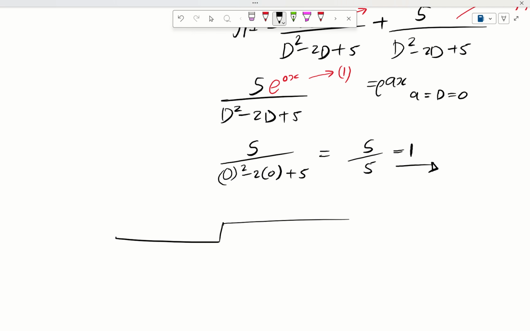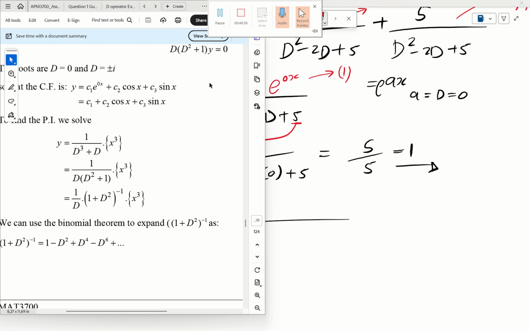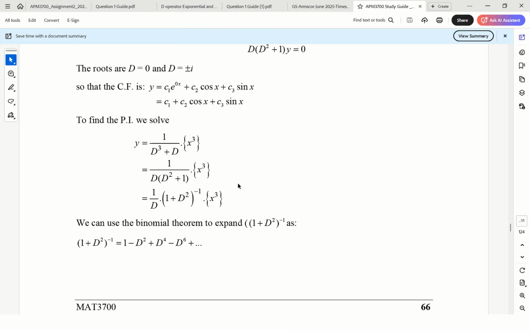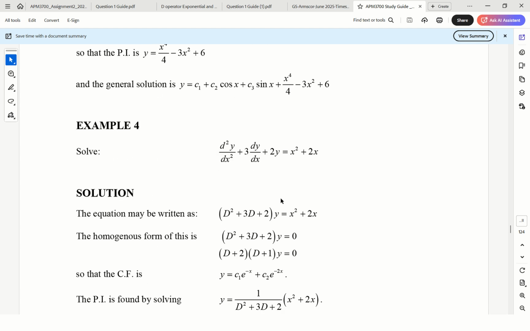Also, just know that when you use the long division method, you use it in reverse. What I mean by reverse is that the last term will be the first one, so it will be in this form: 5 minus 2d plus d squared. You're going to formulate it like that. I think in your book there's a section where they've used the long division method and put it in reverse.